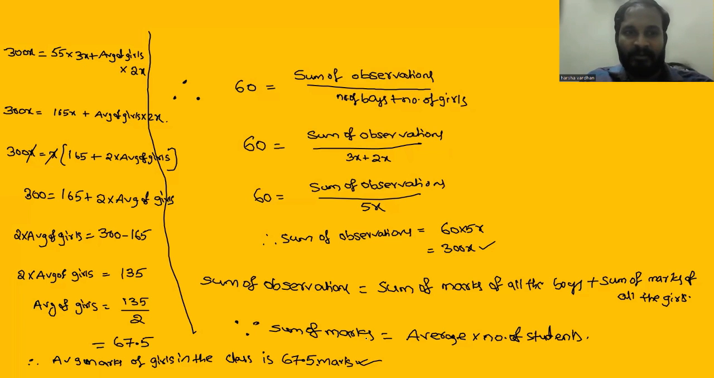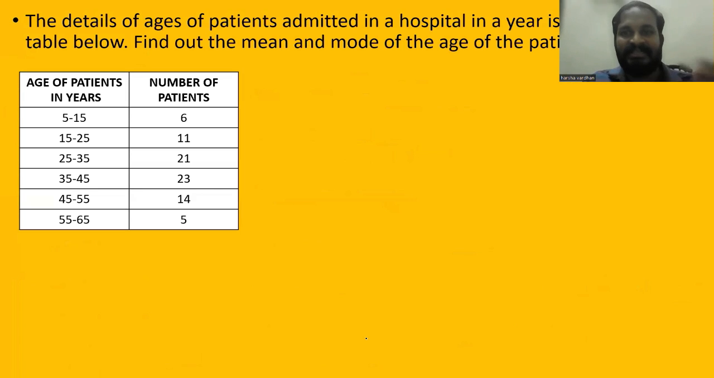Now, we will see one more question. See this question. The details of age of patients and the number of patients in a year are given in the table. Find out the mean and mode of the age of the patients. In the examination, if a similar type of question is asked, they will give mean, median, and mode, 2 marks each, as parts A, B, C.